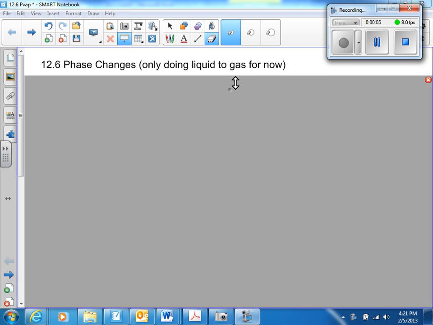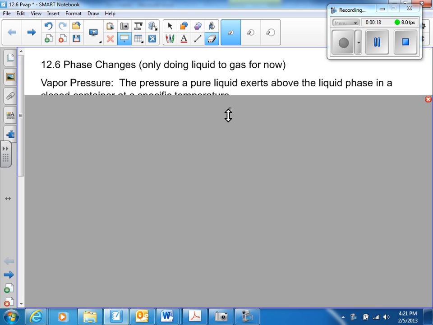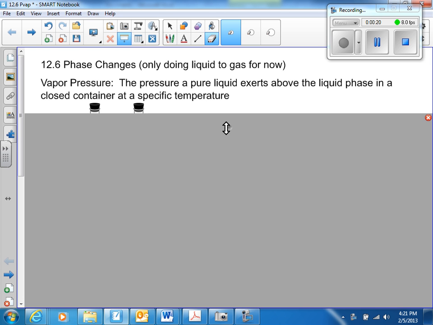In any event, we are on section 12.6, dealing with phase changes. And in the beginning of this video, we're just going to talk about liquid to gas, which would be called boiling or evaporation. Later we will talk about liquid solid and solid gas.